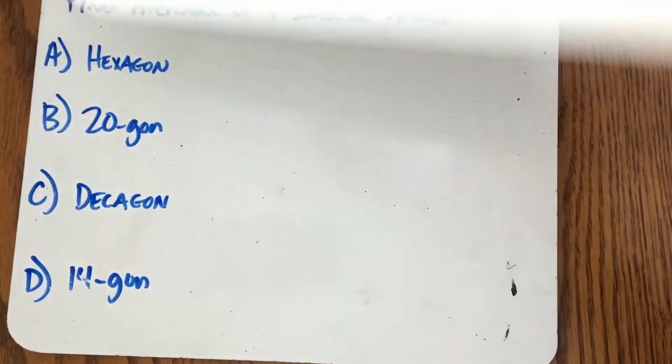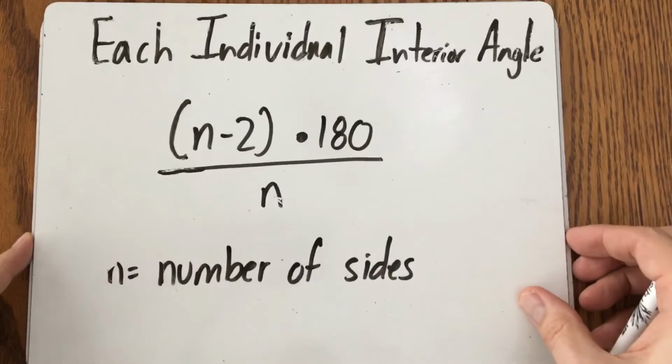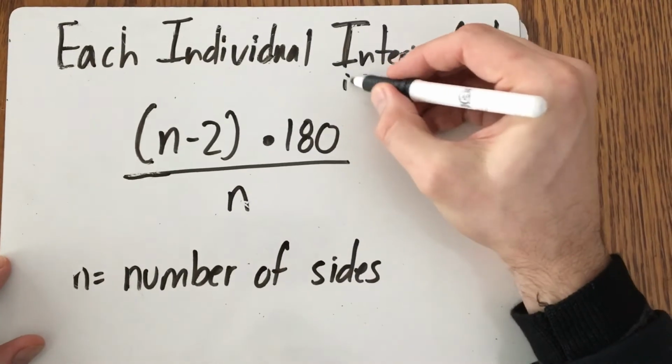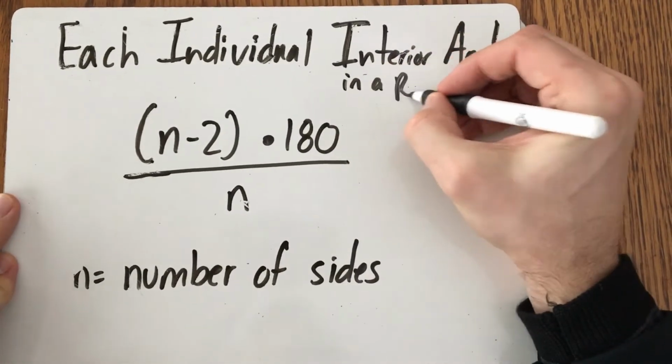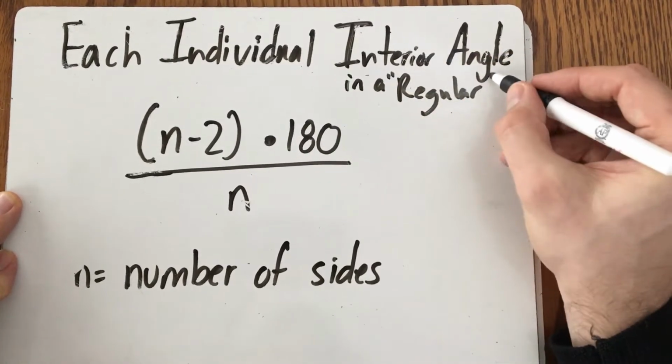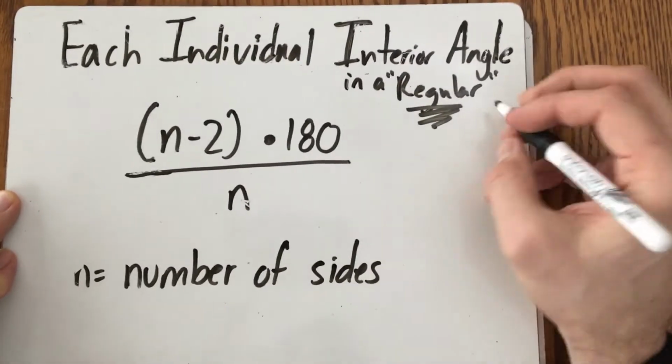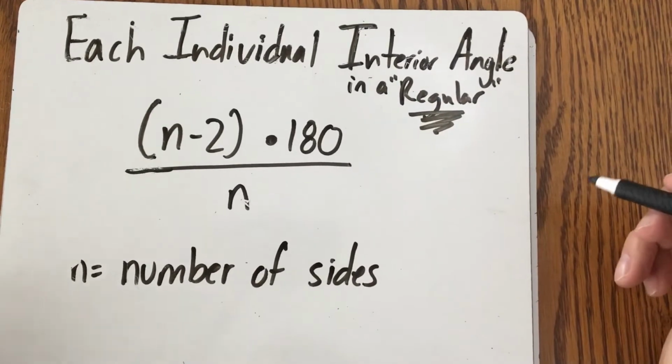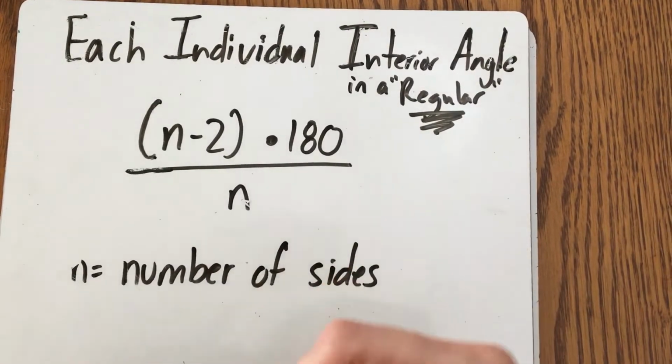Now, what if they just ask you for one interior angle in a regular, whoops, wrong board. Give me 1 second, guys. What if they ask you for one individual angle in a regular shape? That's a very key word, regular, whichever shape it is, a regular triangle, a regular octagon, a regular decagon, right?